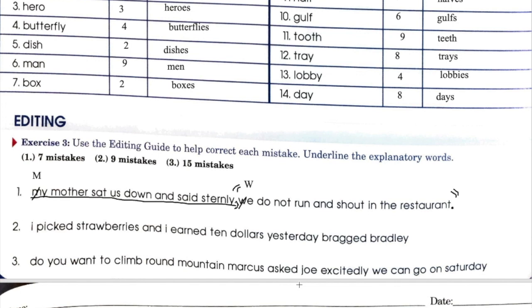Number 2, I picked strawberries and I earned $10 yesterday, bragged Bradley. Start by underlining your explanatory words. Then put quotation marks around what is being said. Okay, now let's go back to the beginning. Capitalize the word I. I picked strawberries and I, capitalize the word I.